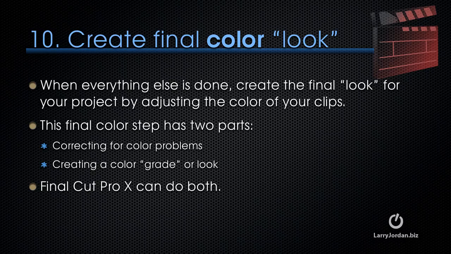Step 10 is to create that final color look. When everything else is done, you create the final look for your project by adjusting the color of your clips. Now, this final color step has two parts. First is correcting for color problems. Overexposure, underexposure, camera not white balanced, that kind of thing. And the second is to create a color grade or color look. Final Cut Pro 10 can do both.